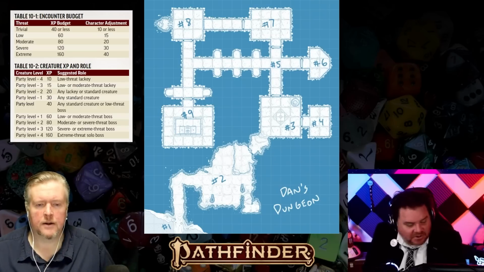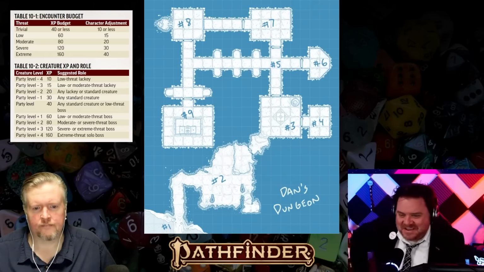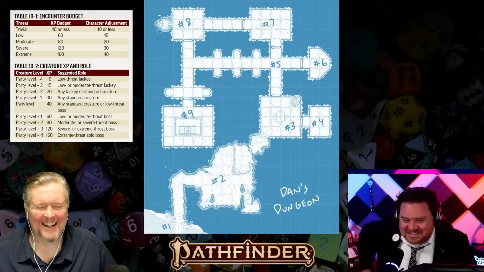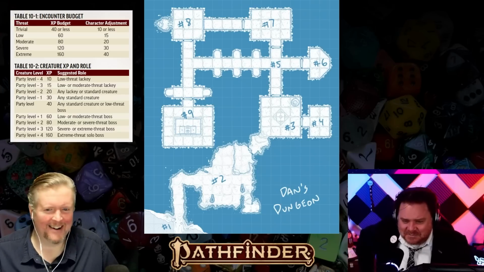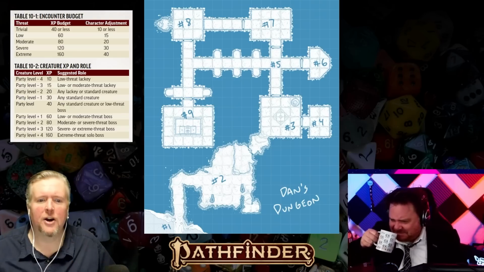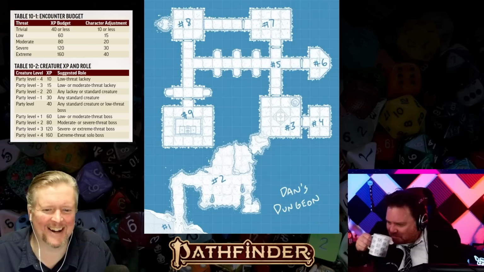Do you ever use that as bait to get them to go into something that you know is going to be a little bit tougher eventually? Absolutely. You start off with the light stuff and they're like, oh, yeah, let's keep going. Let's spin that wheel. There was one skeleton in here. This is easy. Ah, a lich! I mean, you can do that.